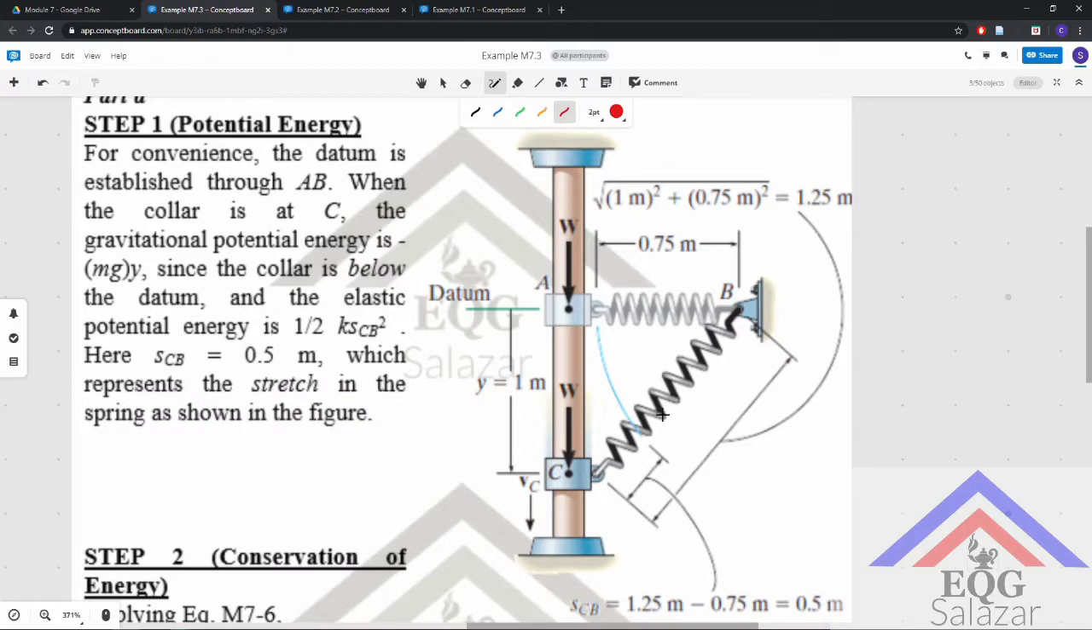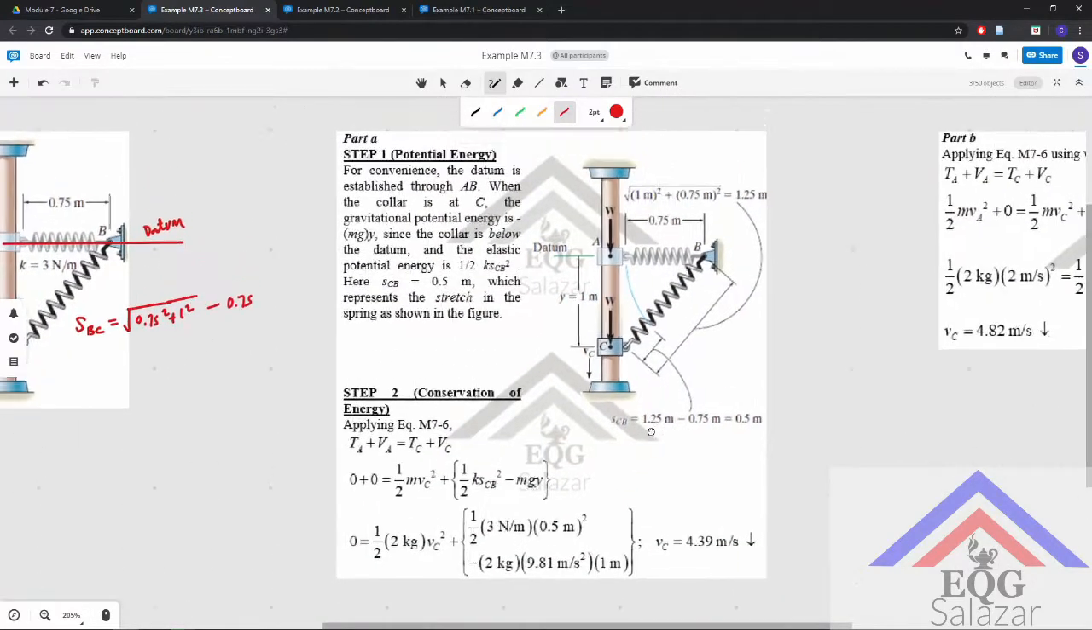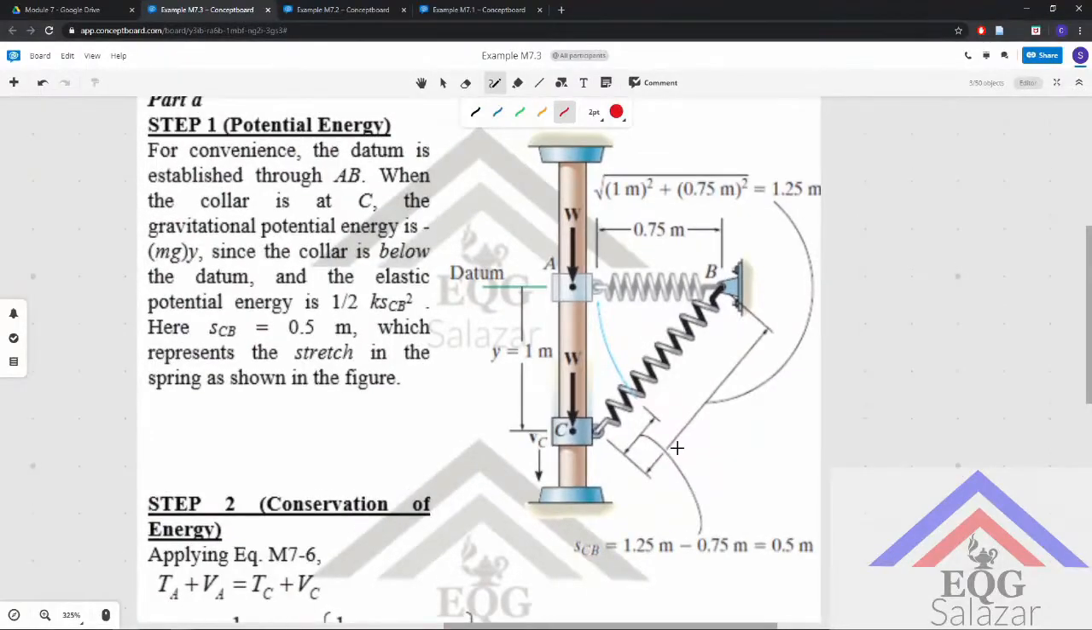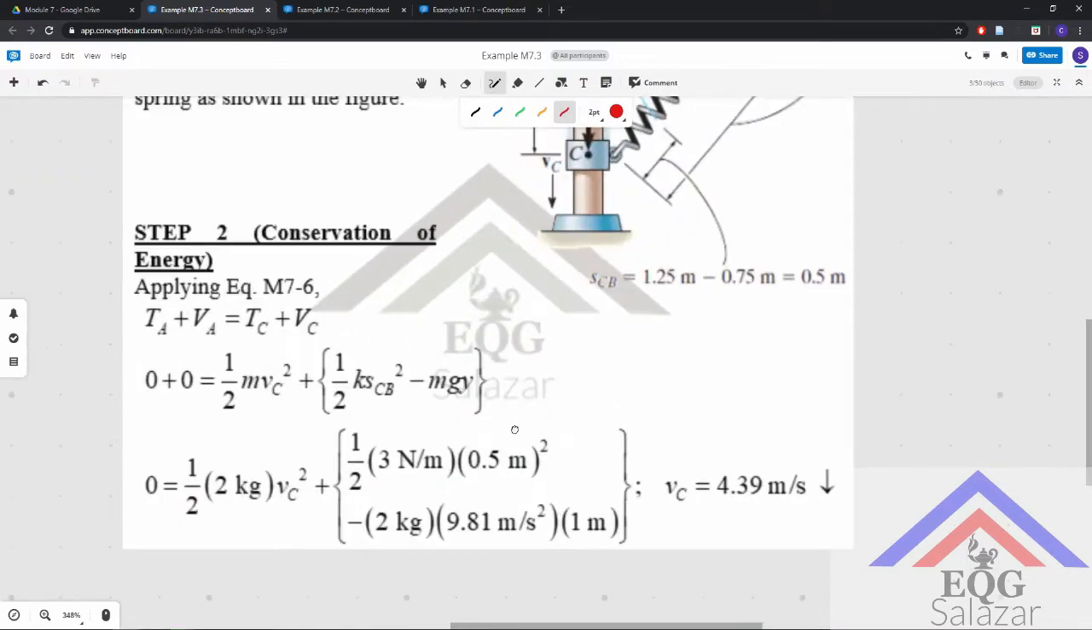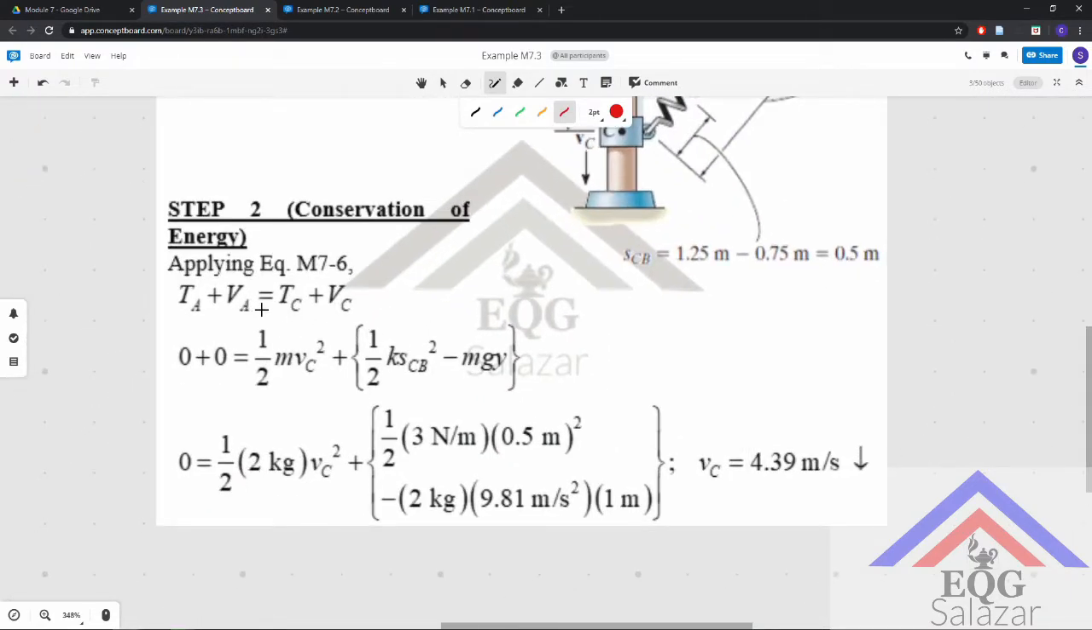Okay, so next we can then apply the conservation of energy to the 2 points, right? So point A and point C. So we have TA plus VA is equal to TC plus VC. So at A, it starts from rest. Remember, this is part A first. At A, it starts from rest. Therefore, there is no kinetic energy. Okay, so that explains 0 here.